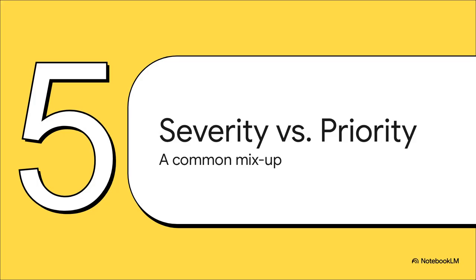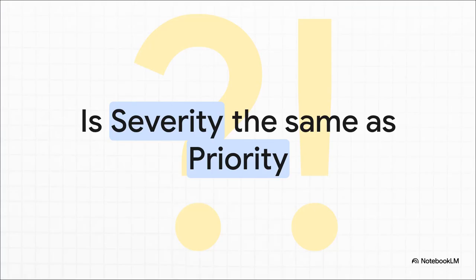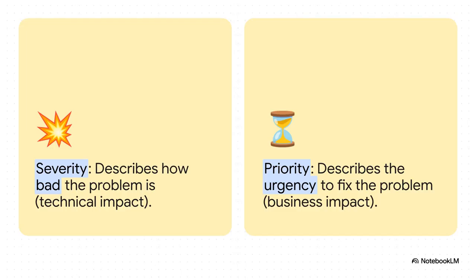None. Okay, let's dive into a classic mix-up. This is one that can cause some major headaches and really throw a team's efforts off track. So, here's the trap. It's so easy to think that how bad a defect is, its severity, is the same as how quickly it needs to be fixed, its priority. It seems logical, right? But is it actually true? Nope. Absolutely not. And getting this right is so critical.